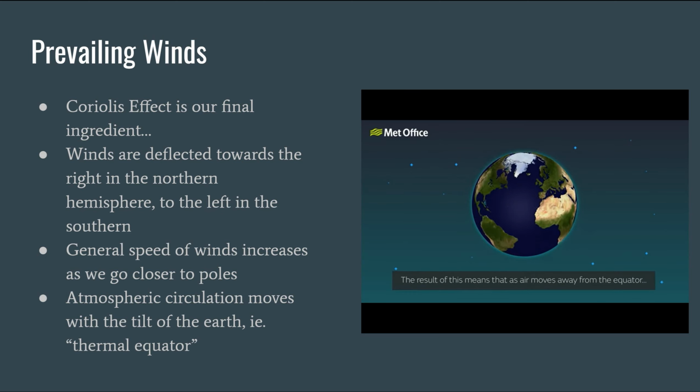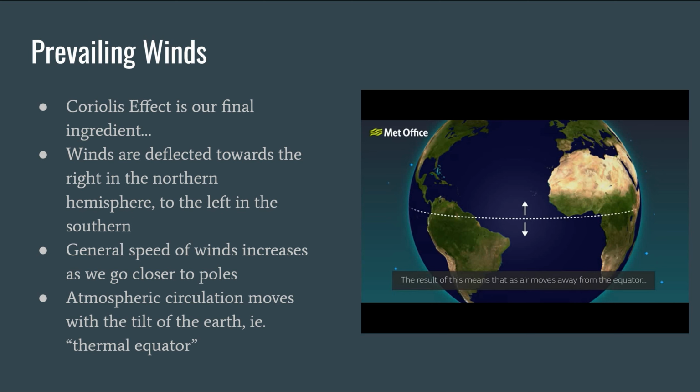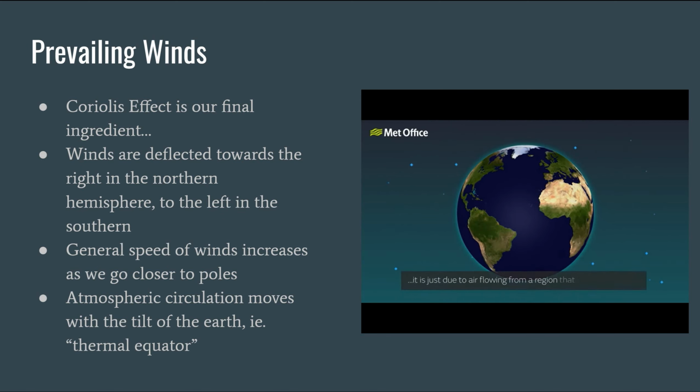The result of this means that as air moves away from the equator, it doesn't move in a straight line relative to the Earth's surface. Instead, it appears to an observer on the ground to move in a slightly curved direction. But there is no physical force causing this deflection. As the atmosphere rotates with the Earth, it is just due to the air flowing from a region that is moving faster to a region that is moving more slowly.